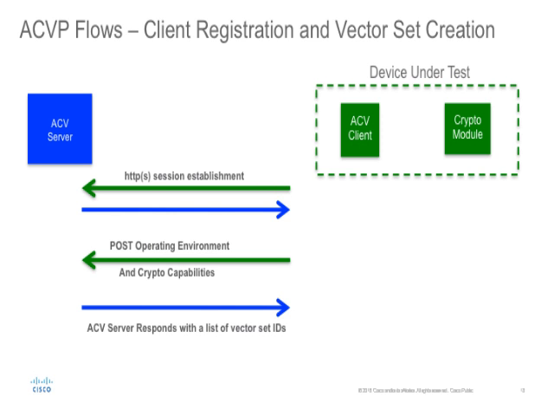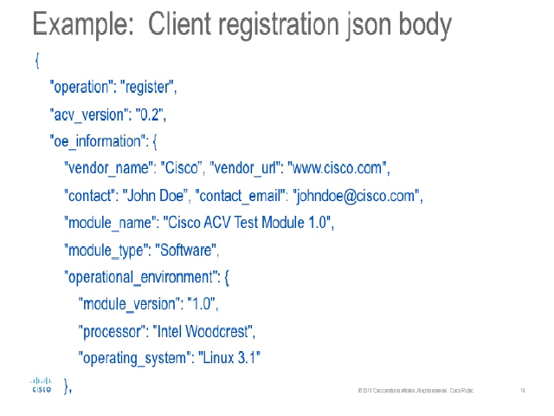So here's a register, and this is the registration portion of the message, and this is JSON encoded. Well, you have the vendor name, contact, module name, those sorts of things. Same exact stuff you'd see at the top of an algorithm sheet. You'd have the operational environment, the version of the module, processor, operating system, those sorts of things. So nothing really new there. We're just putting it into the messaging rather than having to fill out the forms.